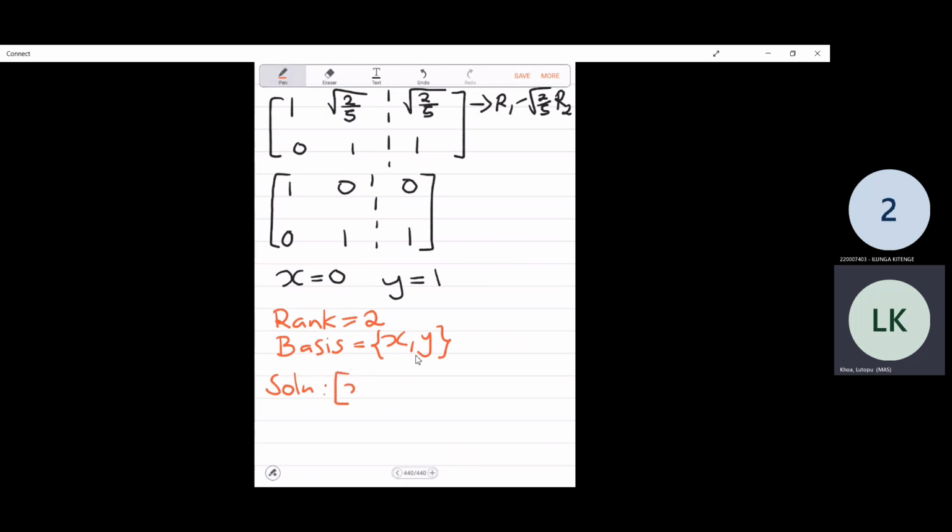We have x, y, the transpose here, this is equal to 0, 1, and the transpose over there. Okay, so you can see x is 0, y is 1. Okay, that was number 1, part 1.